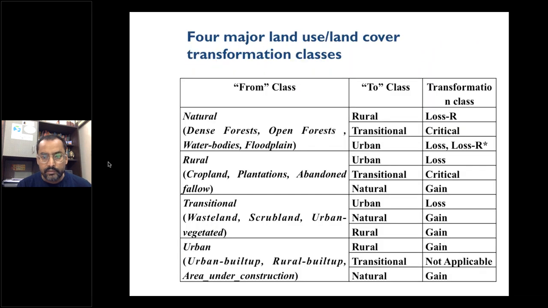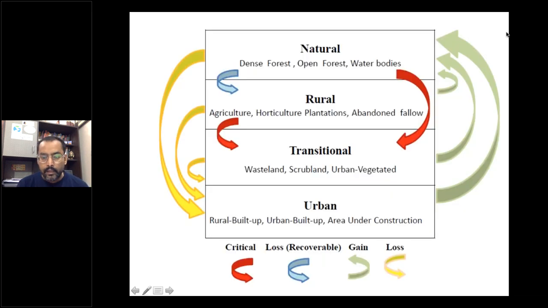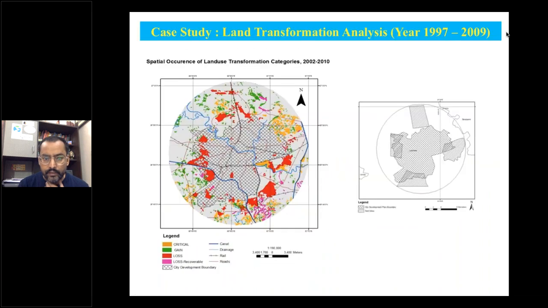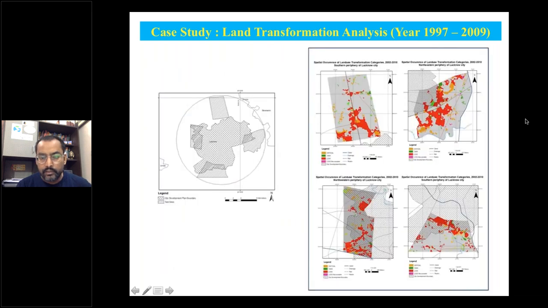When we overlaid them onto the master plans, we saw a lot of land use transformations happening. Natural land is getting lost. So we categorized into loss, which could be critical loss, or gain also, because some of the rural land we are getting back. Transitional land we are losing, and urban is like that, so we categorized into loss and gain. In the pictures, the red color you see on the urban fringe is all loss, because we are losing critical carrying capacity, and the green space and blue space we are losing at a higher rate. And that was during 1997 to 2009. The picture has changed even more.